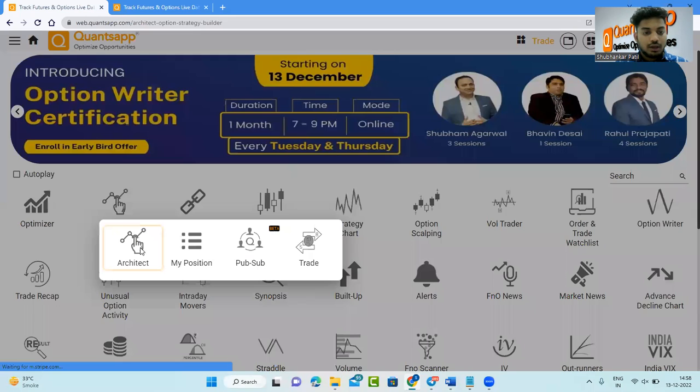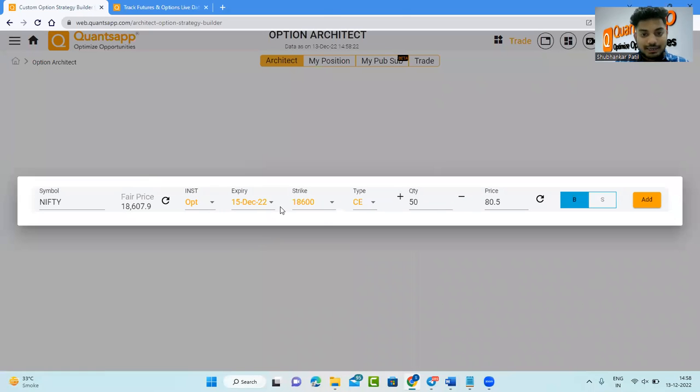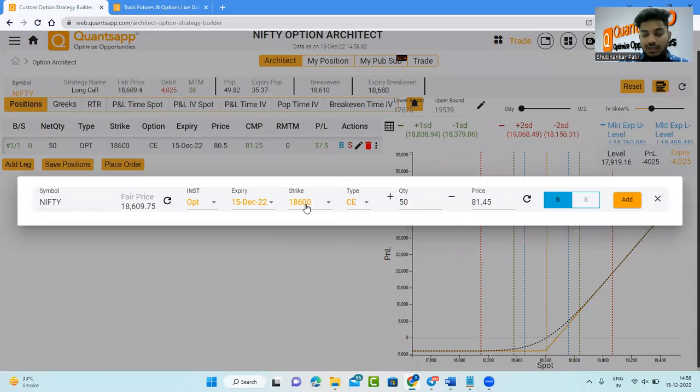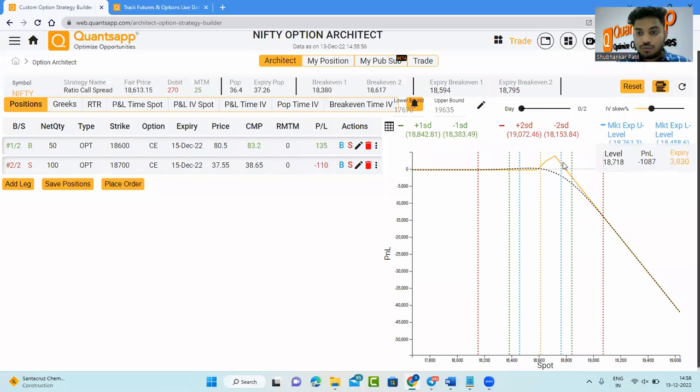So what you can do is go to custom strategy and create a strategy named a ratio call spread. In that strategy, you will buy an in the money or at the money strike price call option, and wherever the target is, let's say I am expecting the market might go to 18,700, I will sell that strike price, but twice the quantity of the bought leg. So let's say I have bought 50 quantities, I will sell 100. If I have bought 100, I will sell 200. So it should be 1:2. So this is the ratio which is getting created.